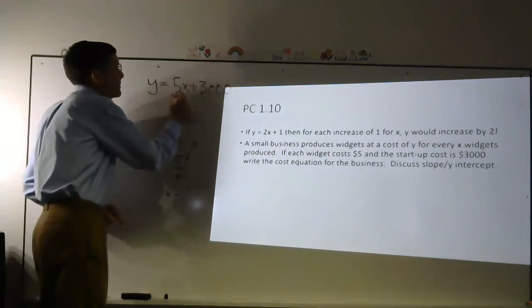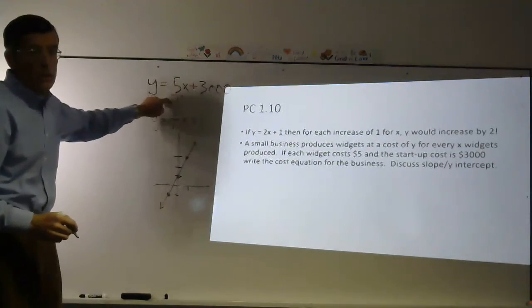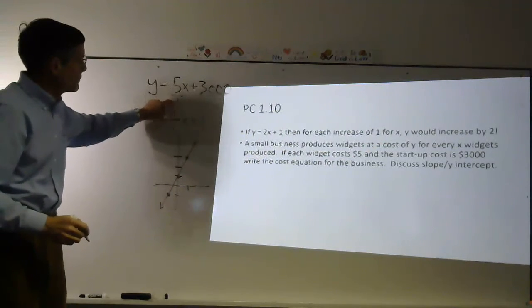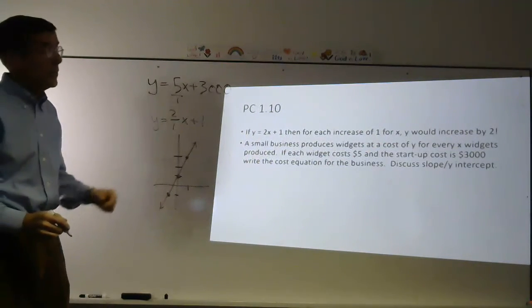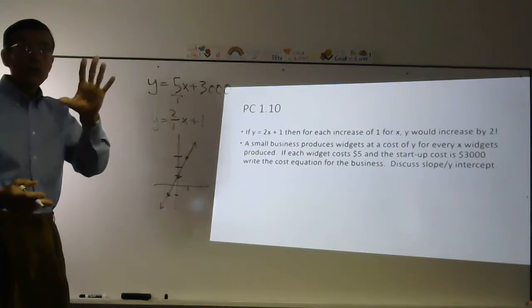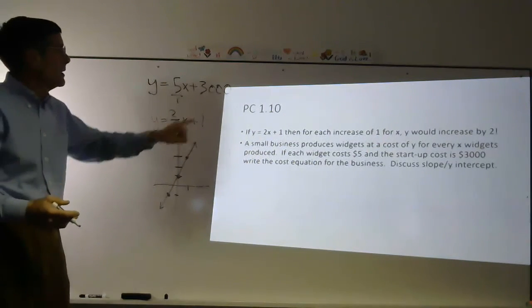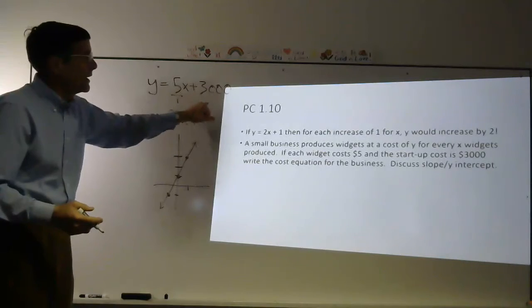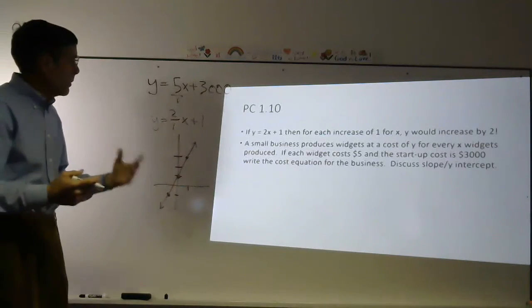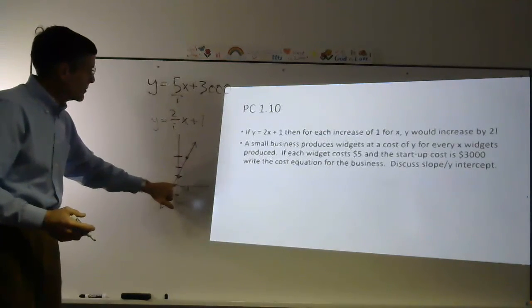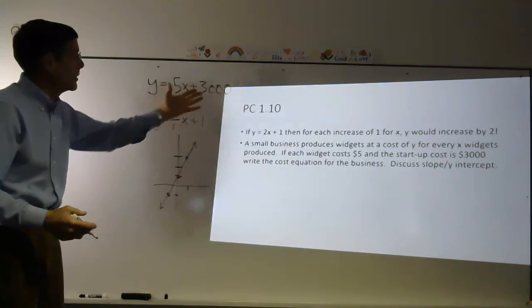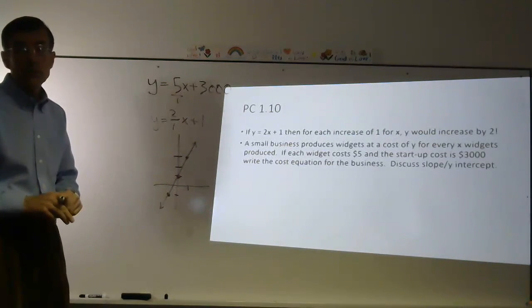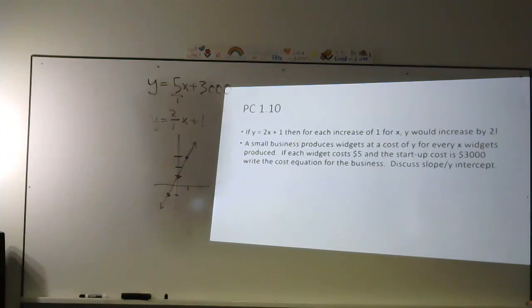Now, you should be able to talk about slope and y-intercept here. 5 over 1. For every individual x produced, the y value goes up by 5. The cost goes up by 5, so each widget costs 5. Plus 3,000. The 3,000 is the y-intercept. The y-intercept is where it hits the y-axis when there are no widgets at all being produced, 0. That's a startup cost, what it costs to start the business. So you should be able to answer a business type equation on those.